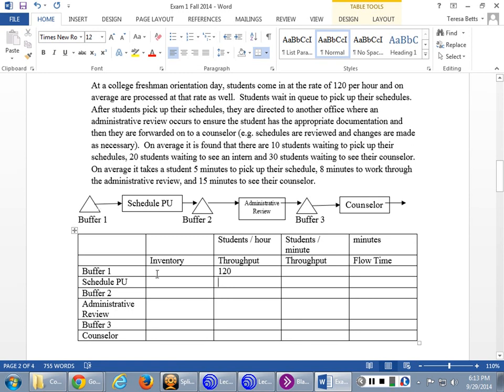So in buffer 1, I have 10 students. 20 students are waiting to see an intern, which is for that administrative review process. And 30 students are waiting to see their counselor. And we know here it's 120, and that stays all the way through because we have a stable process.